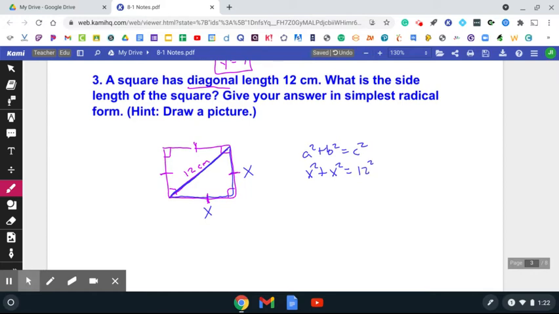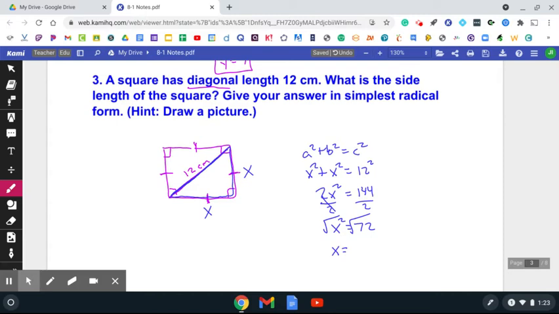Now, this is kind of tricky for students, especially if you haven't had a lot of experience with this. We're adding two of these x squared. So we're just asking ourselves, how many x squareds do I have? I have two of them. So I'm going to write this as 2x squared equals 12 squared, which is 144. Also kind of a new situation for you might be how to proceed with solving this. So it's 2 times this amount. So I'm going to divide by 2 on both sides. And then I'm going to take the square root of both sides.